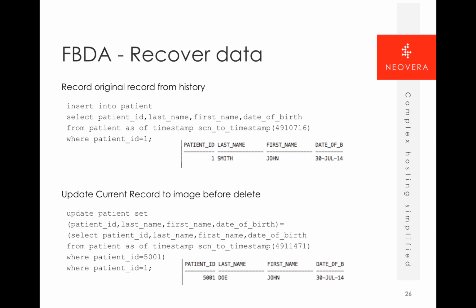So I get the patient ID updated value, and I get the last name that was updated. That's the last update I did before I deleted the record. So this is actually doing an update. It could have been an insert, get the last record prior to the delete, same thing. But overarching here is that you can recover from some human errors based on your historical data.